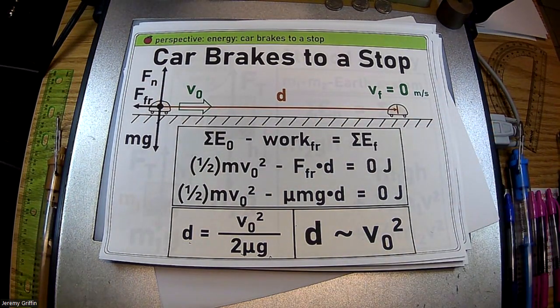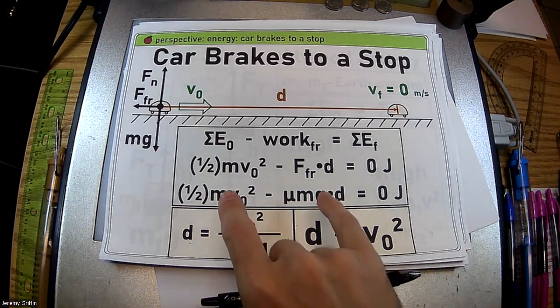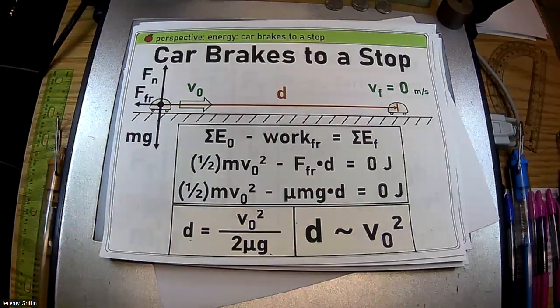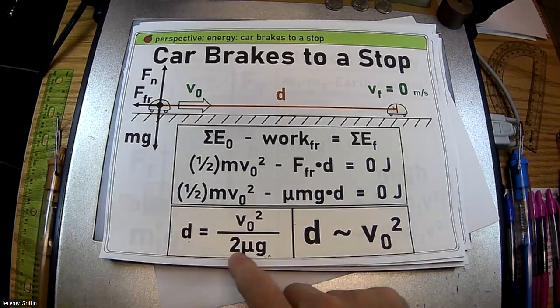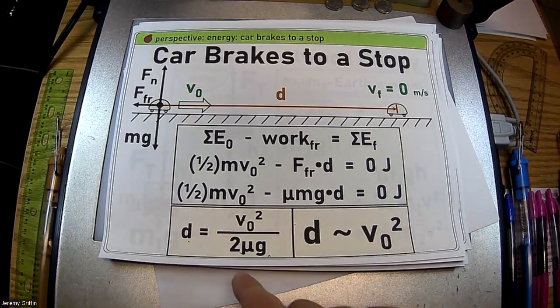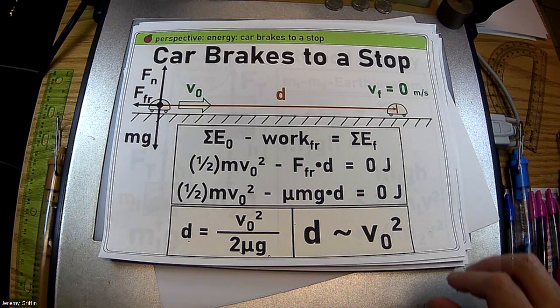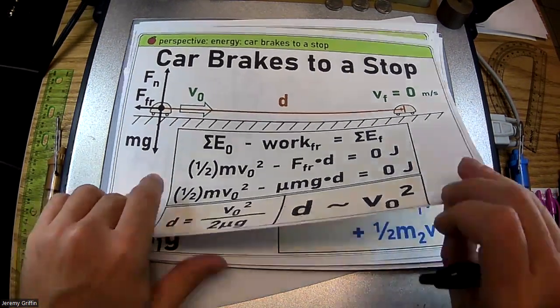Is it the same as before? Yep, same as before, because the mass cancels out. It doesn't actually matter how massive the car is. Ooh, that's another classic physics question. Notice mass doesn't actually appear in this equation down here at all. There's no mass. Well, I mean, mass is there, but it doesn't matter what the mass is.